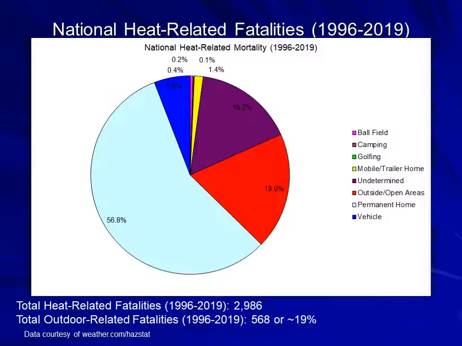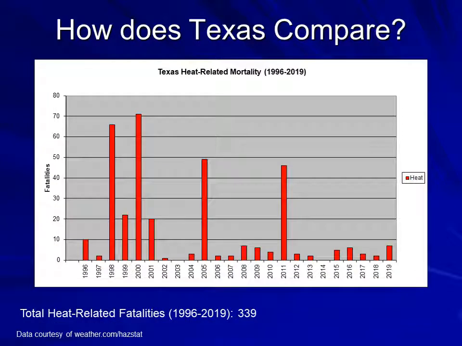It is important to note that this percentage could be higher since 16% of the overall historical fatalities are undetermined. However, heat-related fatalities in homes still remains the main location for heat-related illnesses. Since we are discussing Texas today, how does Texas compare?